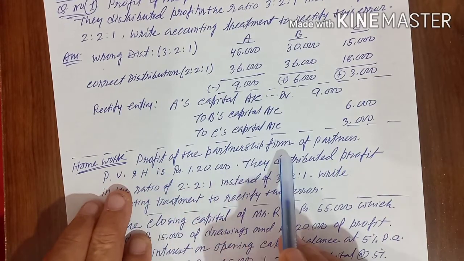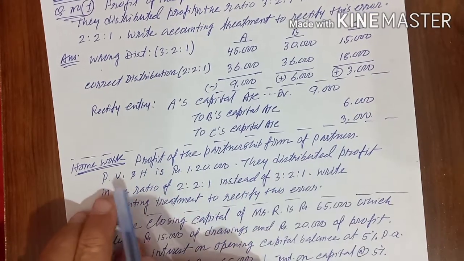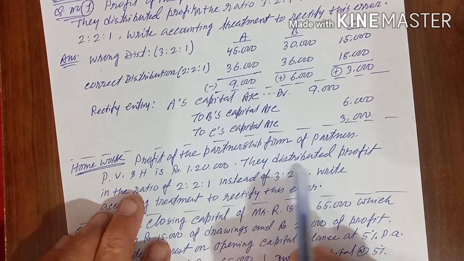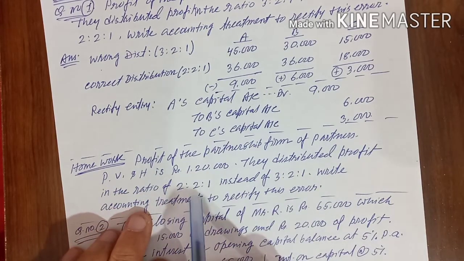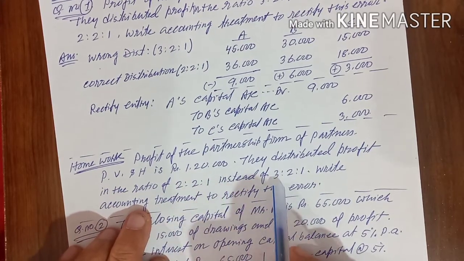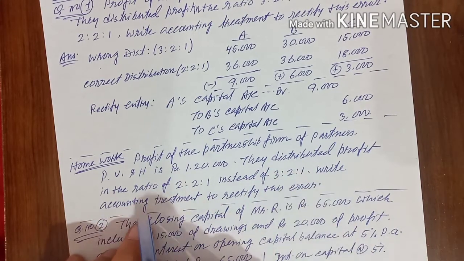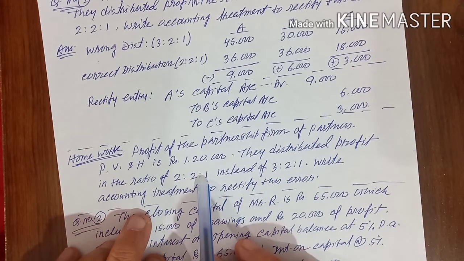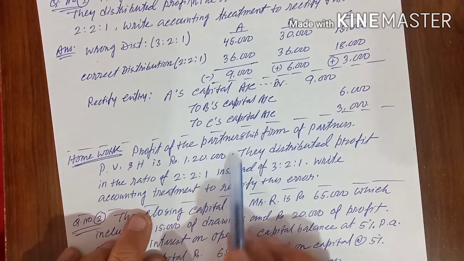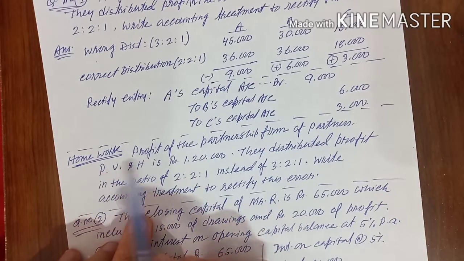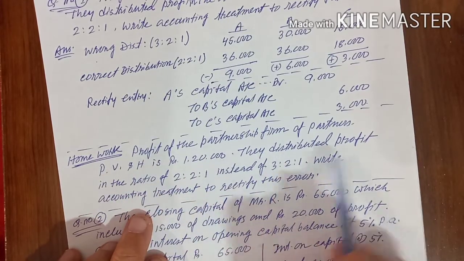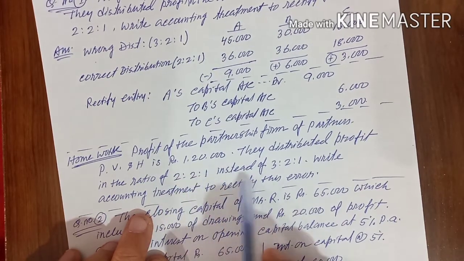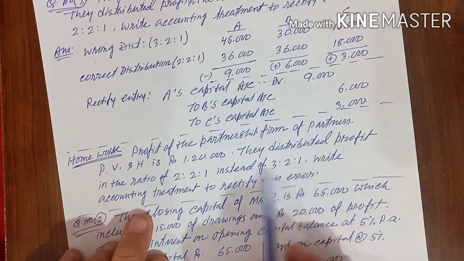The profit of a partnership firm of partners P, V and H is rupees 1,20,000. They distributed profit in the ratio of 2:2:1 instead of 3:2:1. Accounting treatment to rectify these errors. Once again I want to read the question. Profit was 1,20,000. P, V, H, three partners are there. They distributed profit in the ratio 2:2:1. That means this is the wrong ratio, instead of 3:2:1, which is the correct ratio.